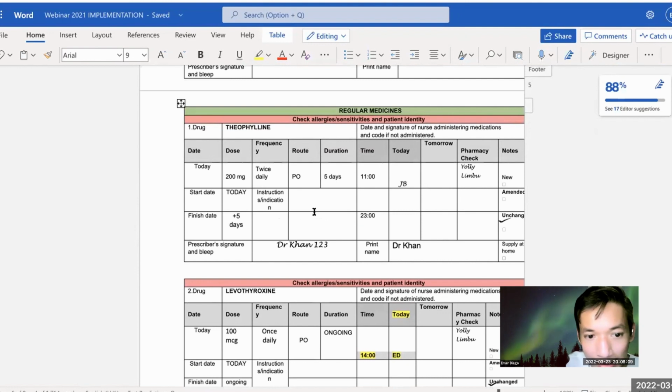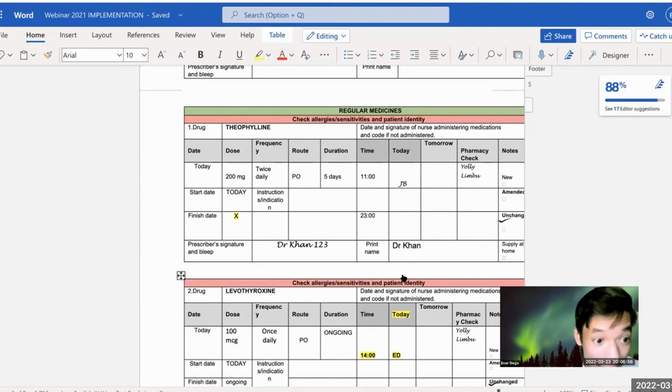What if there is no finish date? Will you consider this as a valid prescription? So the answer is yes. Let me give the example of amlodipine. Remember, earlier I've mentioned that amlodipine could be one of your maintenance medications. So if you said maintenance medication, the patient might be taking that medication for the rest of her life or his life. Okay? So there is no finish date.